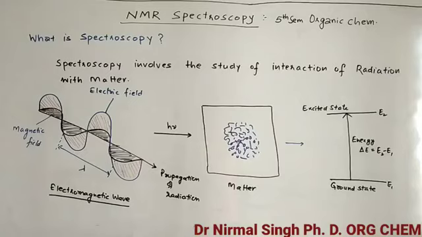When we talk about radiation, it means electromagnetic radiation. Electromagnetic radiation consists of both an electric field and a magnetic field. As you can see, the electric field is represented by red lines and the magnetic field by black lines. Both are perpendicular to each other, and both are also perpendicular to the direction of propagation in which the wave is moving.